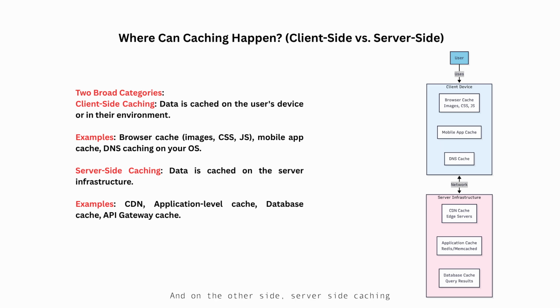And on the other side, server-side caching happens on the application's infrastructure, on servers you control or use. This includes things like CDNs, caches within your application's code, database query caches, and caches at your API gateway. Both types are important for a comprehensive caching strategy.